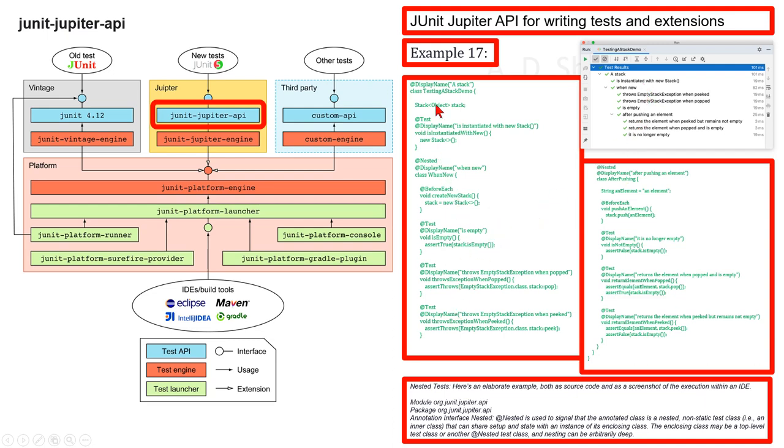The annotation interface @Nested in package org.junit.jupiter.api in module org.junit.jupiter.api. @Nested is used to signal that the annotated class is a nested non-static test class, that is an inner class that can share the setup and state with an instance of its enclosing class. The enclosing class may be a top level test class or another @Nested test class, and nesting can be arbitrarily deep.